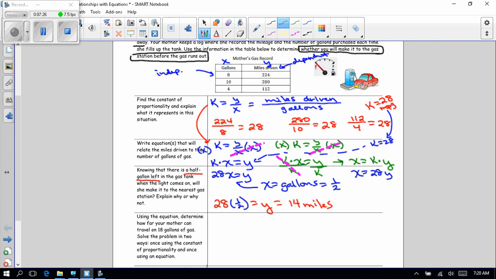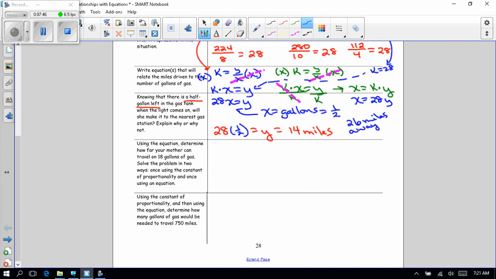And how far away did we say the gas station was? Look back at the top of the page. The gas station is 26 miles away, right? Oof. Do you have enough gas to get to the gas station? Nope, not enough gas. Not enough gas to get to the station. You're going to be alongside the road calling for help.